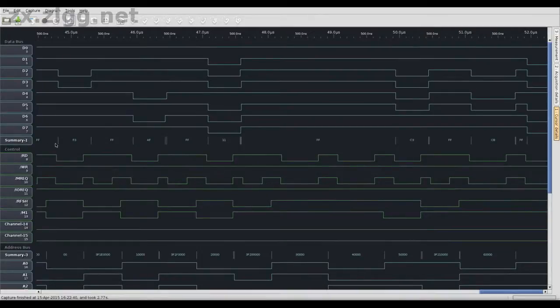The two summary lines show the values on the data bus and the address bus at any particular time. Due to some oddities in this software, it often appends a number of unwanted zeros to the address, but we can just ignore those.